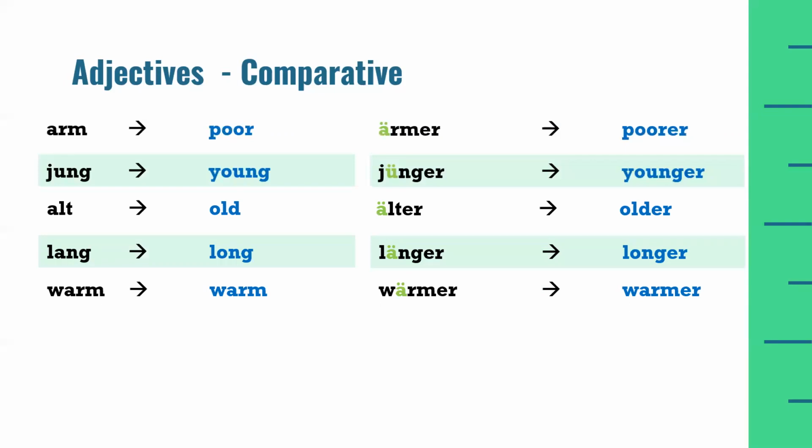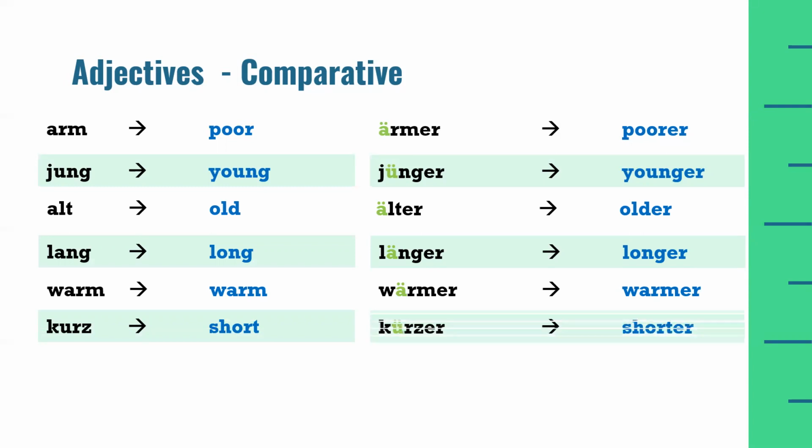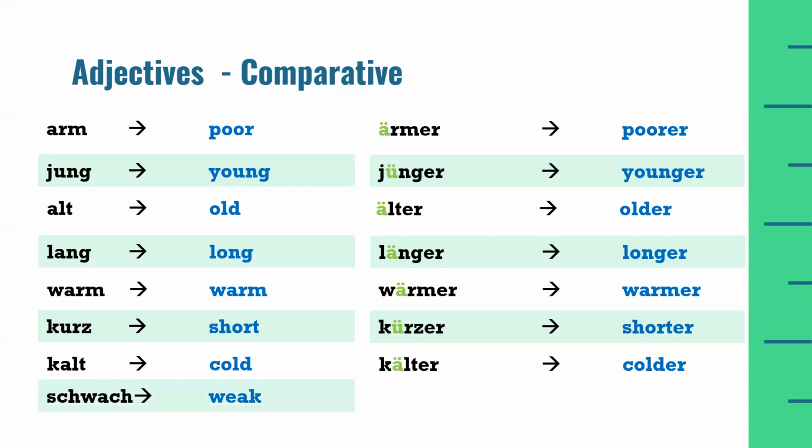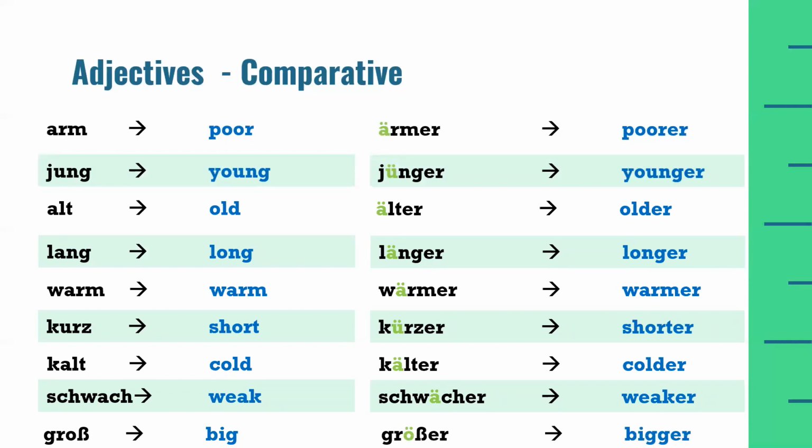So it becomes wärmer. Kurz, which means short. The comparative form is kürzer. Again, we have replaced u with u umlaut. Kalt, which means cold. The comparative form is kälter. Schwach, which means weak. The comparative form is schwächer. Groß, which means big. The comparative form is größer.